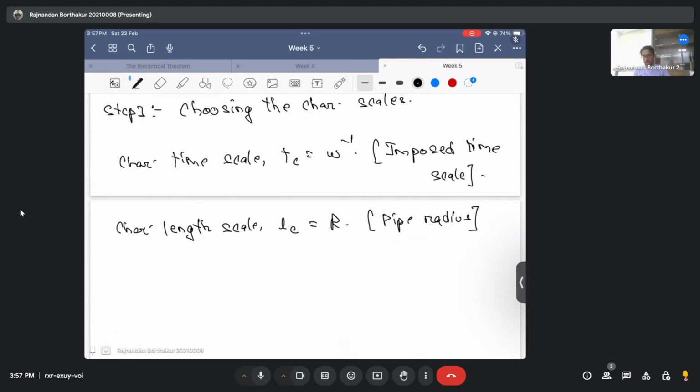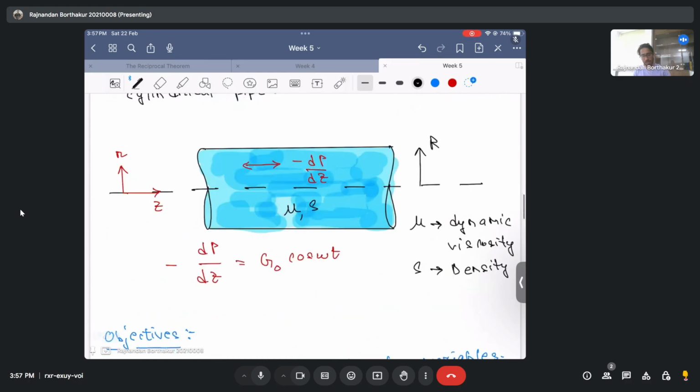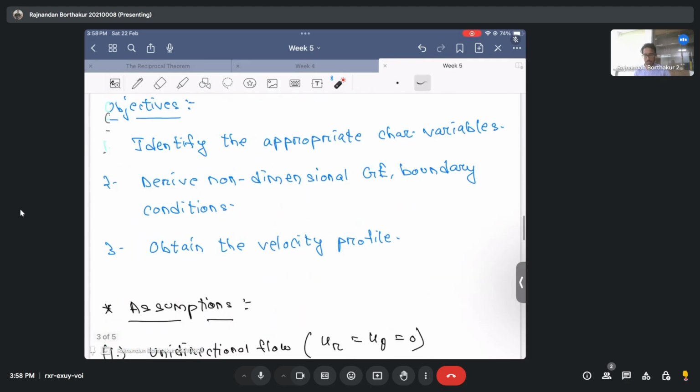So given these two scales, we will now see whether we have a characteristic velocity scale. Just by looking at the problem, it's not possible to figure out what the characteristic velocity scale will be. But we will see that from the knowledge of the amplitude of the pressure gradient, we will have a characteristic velocity scale. And this is how we will do this.